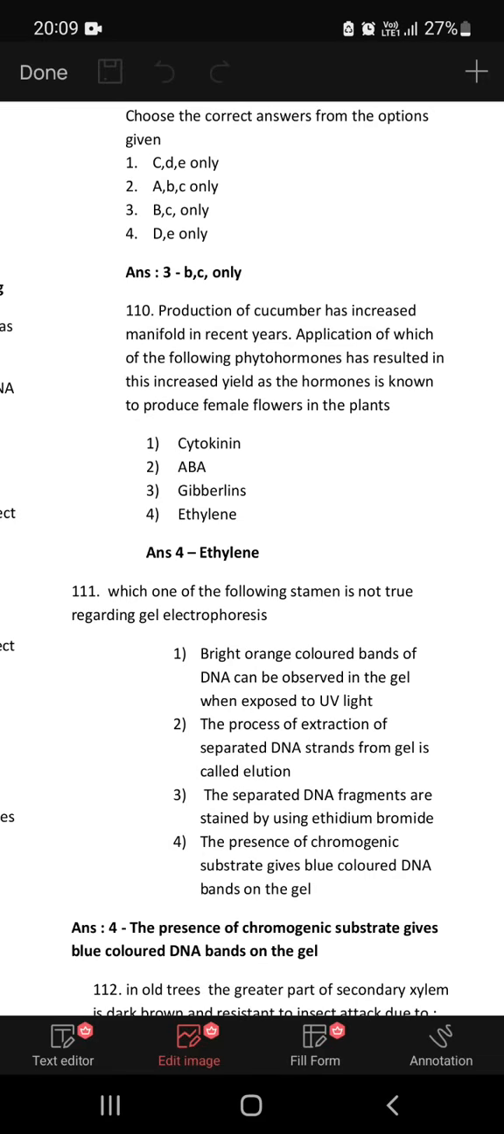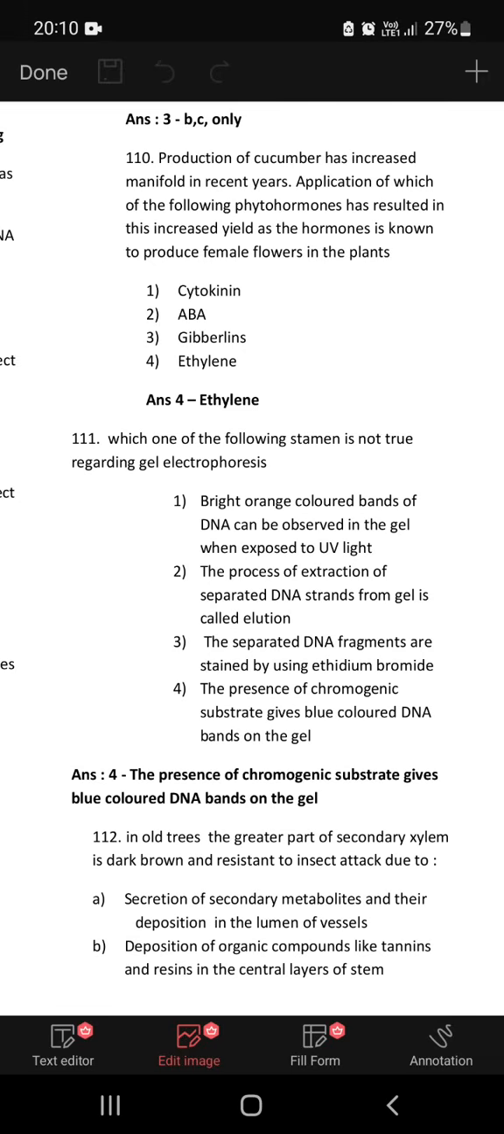Production of cucumber has increased manifold in recent years. Application of which of the following phytohormones has resulted in the increased yield, as the hormone is known to produce female flowers in the plants. So this is one of the important applications of the gaseous hormone ethylene. So the right answer is ethylene. So cytokinin, abscisic acid, gibberellins and ethylene they have given. The right option is ethylene. So since more female flowers are produced, the yield of cucumber increases.